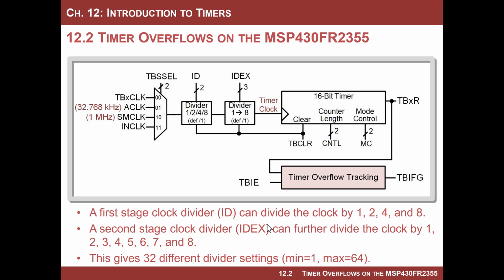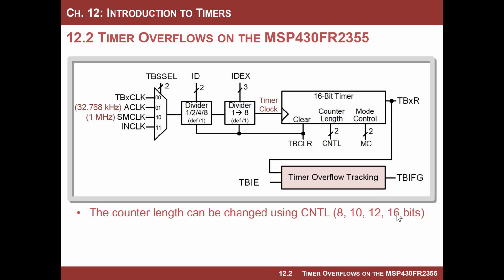So you have 32 settings, and you can get anywhere from a minimum divider of 1, which means you don't do anything to it. You just either pass 1 megahertz or 32 kilohertz, or you can divide it down by 64. So if you divided a clock by 64, you're getting really, really slow there. I mean, that's like 512 hertz. I mean, that's really slow. I mean, 1 divided by 512. You're talking about a period in the milliseconds. Okay. Anyway, so you can divide the thing down.